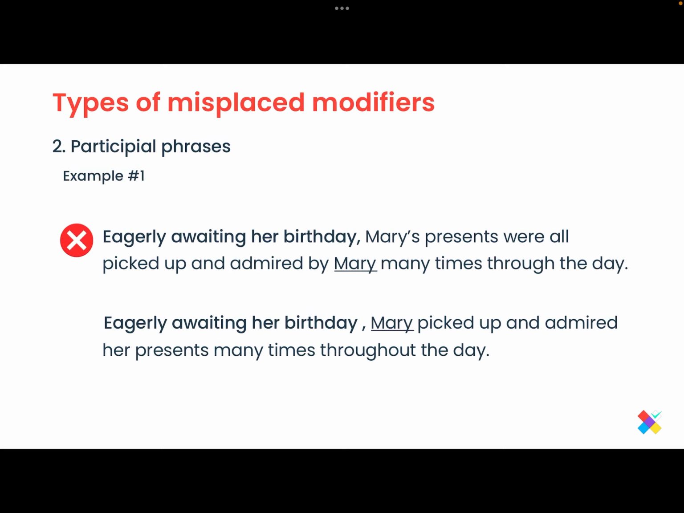Now, the first sentence makes it seem as though Mary's presents were eagerly awaiting Mary's birthday. Since presents can't exhibit the emotional feeling eager, it's unlikely that this modifier is written correctly. And the most logical explanation is that Mary was eagerly awaiting her own birthday, and the sentence should be rewritten. So the modifier actually modifies Mary.